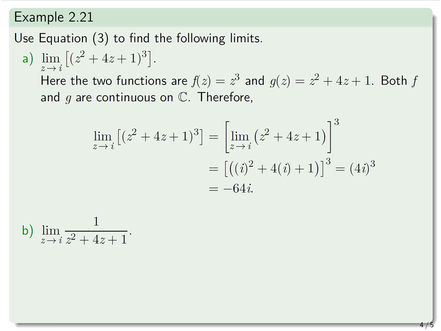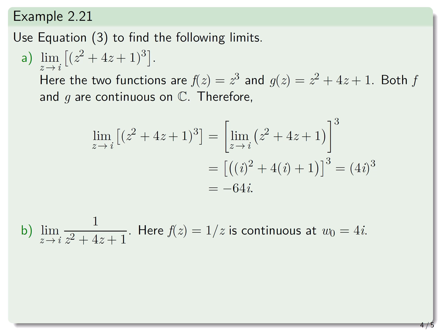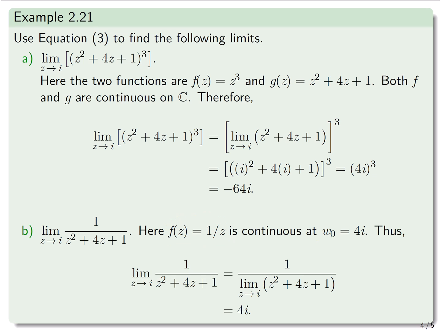As a second example, we can look at 1 over (z^2 + 4z + 1) as z goes to i. Here f(z) is 1 over z, the reciprocal function, which is continuous at 4i, because at 4i the denominator isn't 0. So that means it's continuous, and again we can use the limit inside formula. We bring the limit inside, and we already know this is 4i, so you get this. So you can clearly understand what's really going on here, and that understanding is important when you try to solve problems like this.